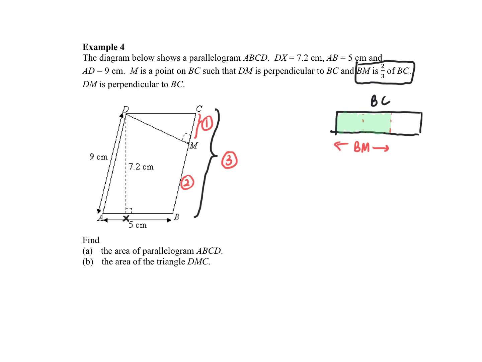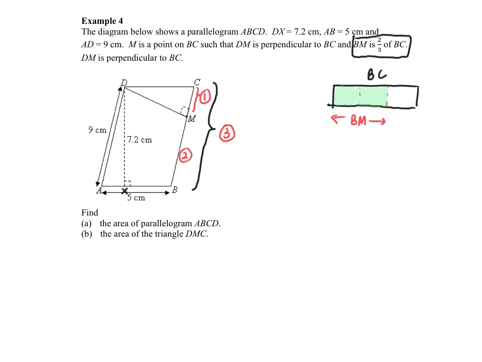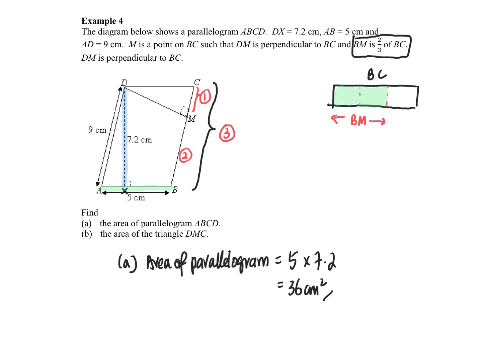Lastly, they say, can you then find the area of parallelogram? Let me ask Nathaniel. 7.2. How to find the area of this parallelogram? 5 cm times 7.2. Okay, very good. So that's the base and height that's chosen. So this is the area of the parallelogram.